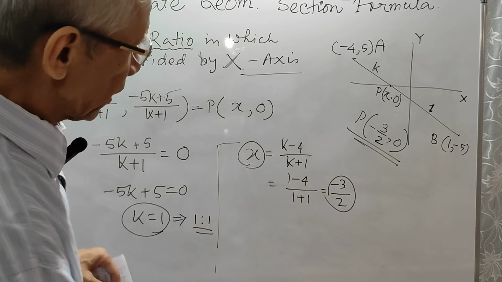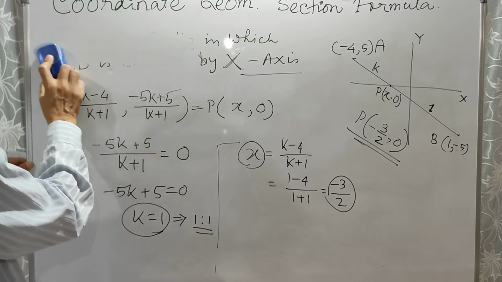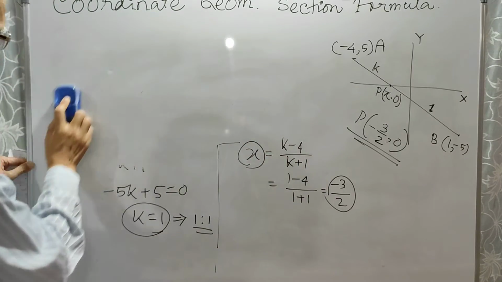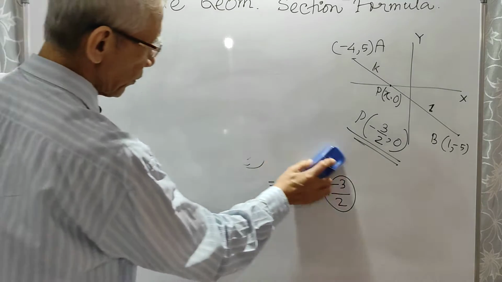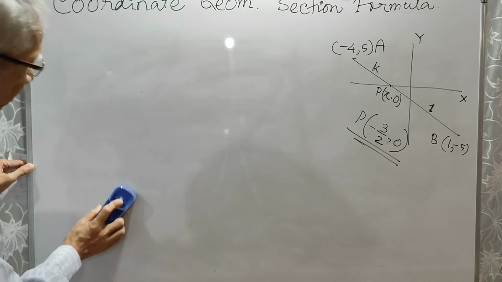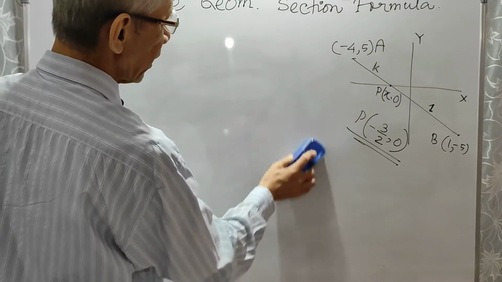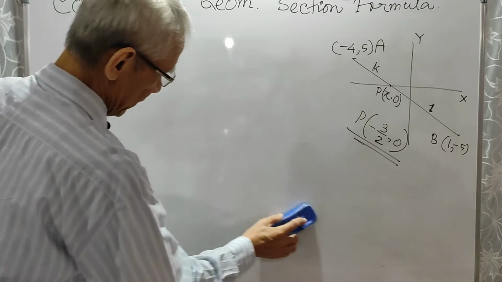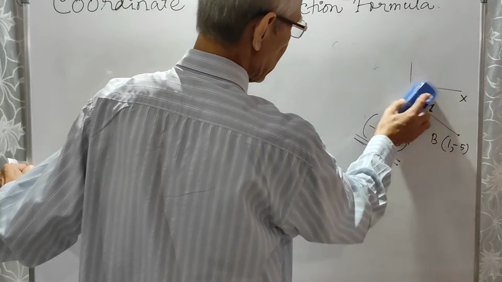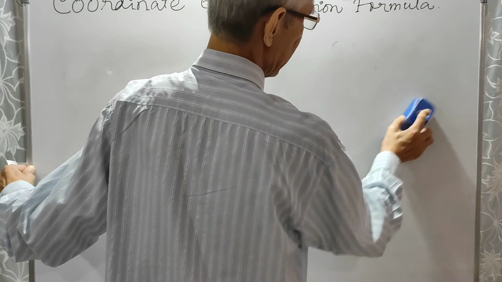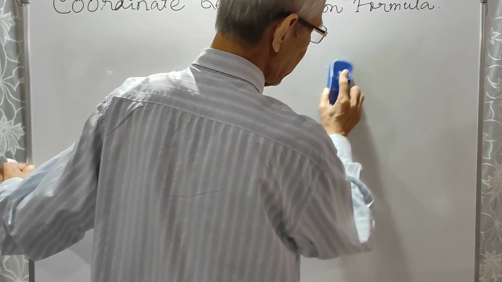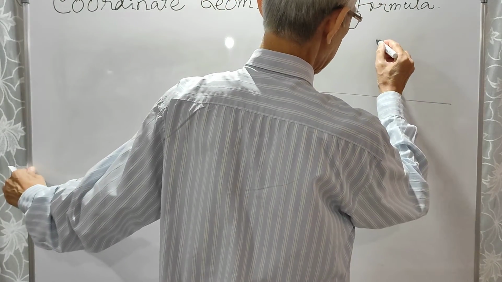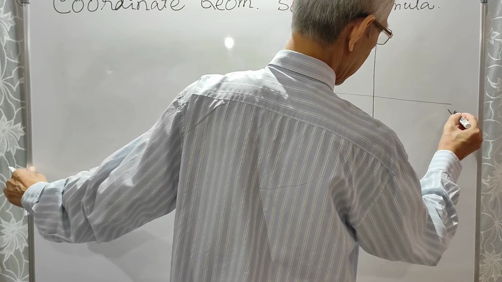All right. So now the last question for today. So last point for today. Now again we have to find the ratio. Now this time the line is divided by not x-axis, not y-axis, but by a given straight line. So we saw the line divided by x-axis, we saw the line divided by y-axis. Now this time, the line is divided by another straight line.